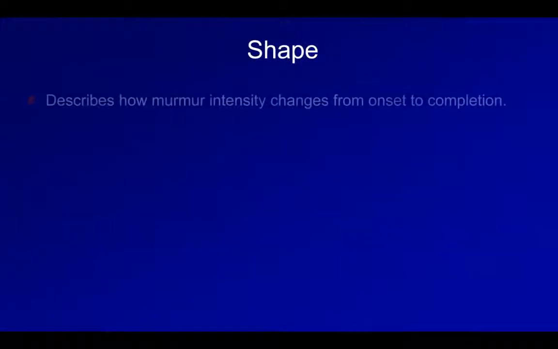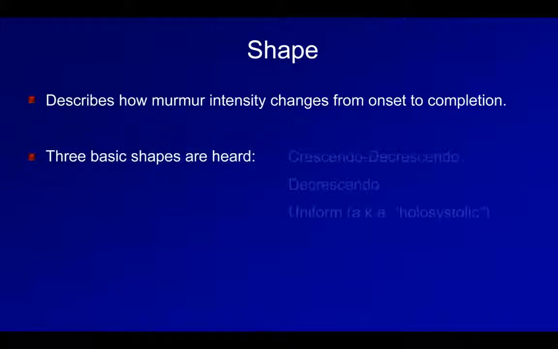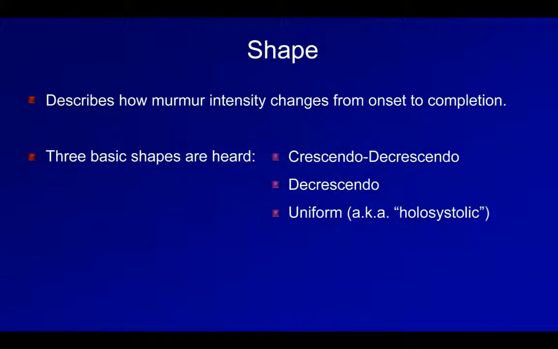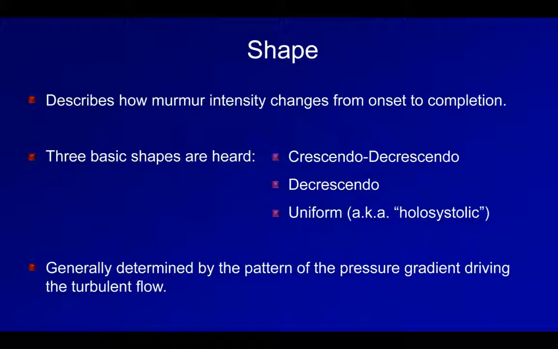The shape of a murmur describes how its intensity changes from onset to completion. There are 3 basic shapes heard: crescendo-decrescendo, decrescendo, and uniform, also called, when occurring during systole, holosystolic. In general, crescendo-decrescendo and uniform murmurs are heard during systole, while decrescendo murmurs are heard during diastole. The shape of a murmur is generally determined by the pattern of the pressure gradient driving the turbulent flow, with the loudest segment occurring at the time of the greatest gradient, since this will be the point of the highest velocity. Let's look at how the pattern of the pressure gradient driving the turbulent flow determines the murmur shape.